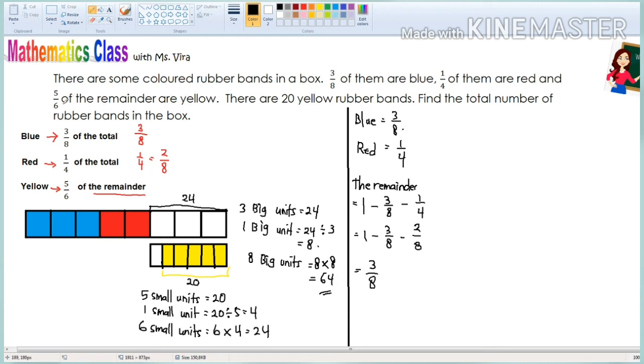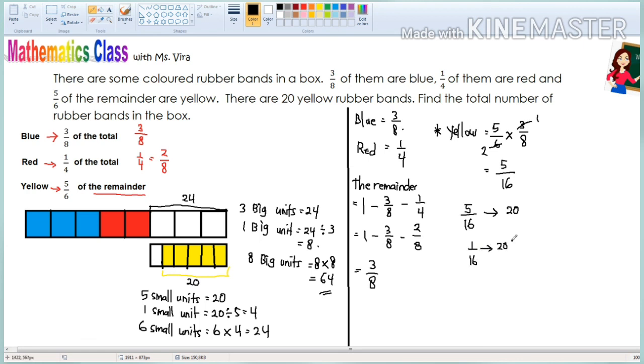And yellow is 5/6 of the remainder. So we can write yellow is 5/6 of the remainder, and the remainder is 3/8. So 6 and 3, divided by 3: 6 divided by 3 is 2, 3 divided by 3 is 1, and then we multiply across. 5 times 1 is 5, 2 times 8 is 16. So yellow is 5/16 of the total number of rubber bands in the box, and 5/16 is equal to 20 yellow rubber bands.